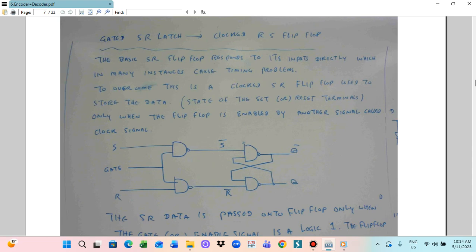Only that you can destroy the initial state by inserting the input signal, the reset signal. So this is why the SR data is passed onto the flip-flop. Only when the gate or the enable signal is logic 1 will the flip-flop store the RS data. It isn't lost at the instant the enable signal is removed. Although you remove the enable signal, the flip-flop memorizes the initial position.